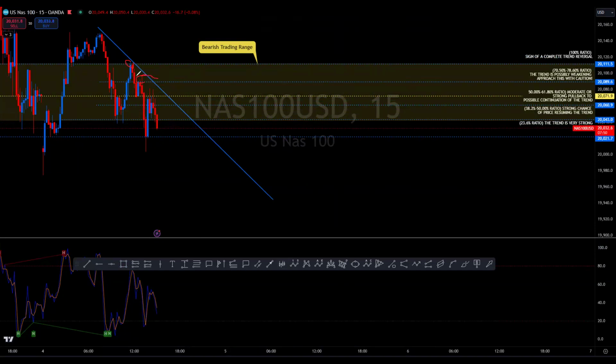Now, this lets us know that possibly the trend was weakening, but it did not close above, and it pushed down even further and sold down to here. So it forced price to come back and retest the 50%, which lets us know that there's a possible continuation of the trend, meaning that it's possibly going to continue to go bearish, which is what it's doing right now.